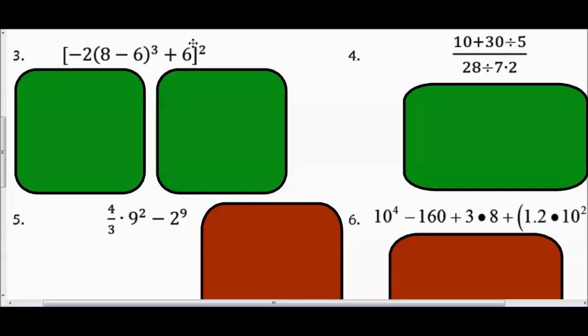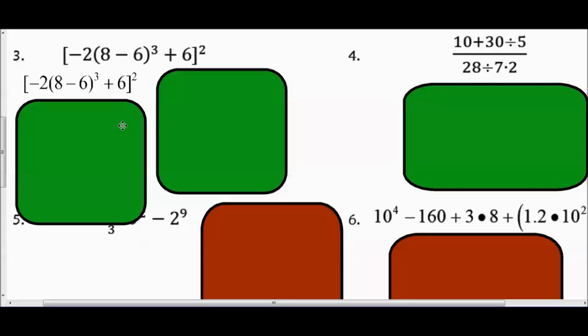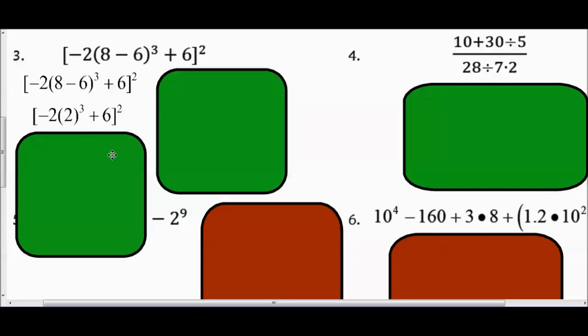Alright, on number 3, we see that we have two grouping symbols. We have brackets on the outside here with the square on the outside of that. We're going to do everything inside of there before doing the exponent. And we want to follow order of operations inside of there, so we're going to actually do the grouping symbol inside of there first. We're going to do 8 minus 6 before we do anything else. I actually didn't do it there, but I'm going to do it in the next step. 8 minus 6 is 2.